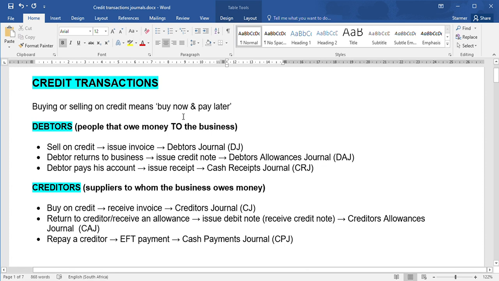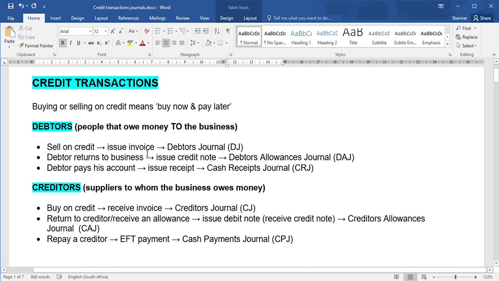Now you need to know two new things. First of all, you need to know what debtors are. Debtors are people that owe money to the business. Now, people are going to owe money to the business if we sell on credit. When we sell on credit, we issue an invoice.